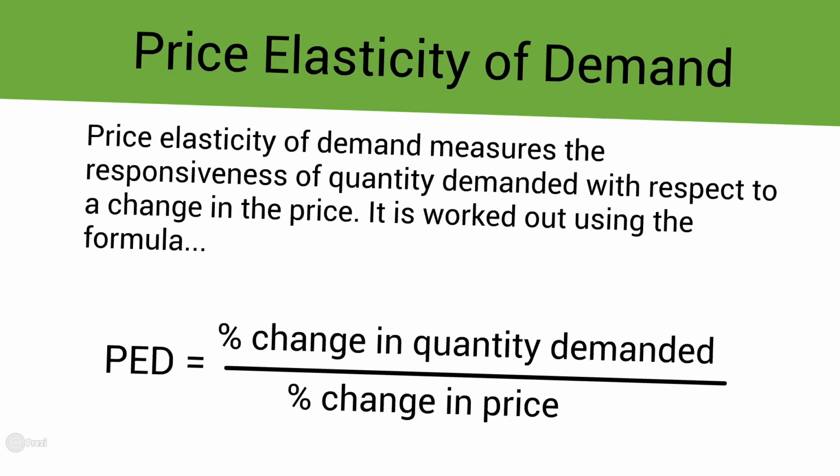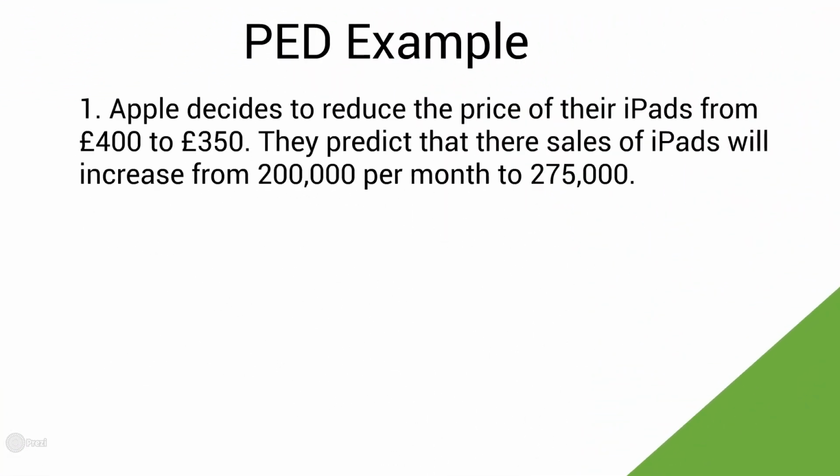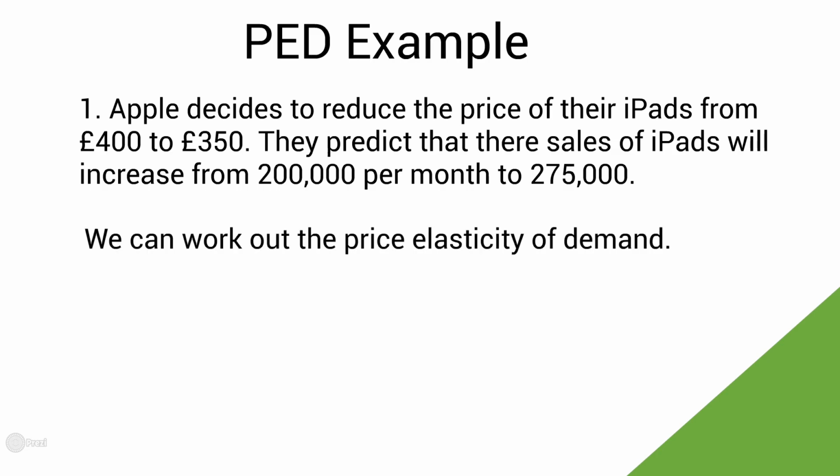Let's have an example. Suppose that Apple decides to reduce the price of their iPads from £400 to £350. They predict that the sales of iPads will increase from 200,000 per month to 275,000 per month. From these figures in the question, we can then work out the price elasticity of demand for iPads.